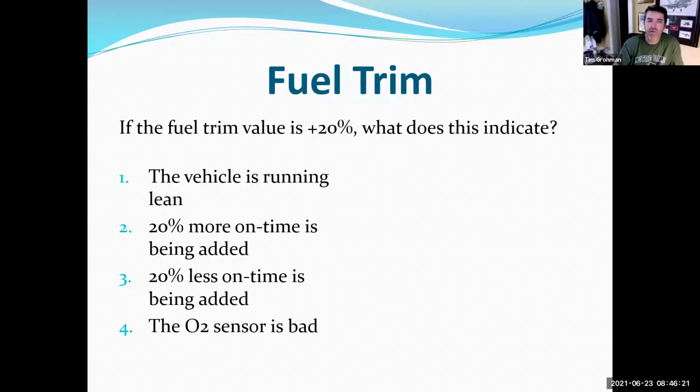And why is number 1 wrong or not correct? Well, the reason it's not correct is because just because we're adding injector on time, the whole purpose of adding or subtracting fuel through fuel trim is to keep our oxygen sensor switching above and below 1 lambda. So if my oxygen sensor is switching, I'm not actually running lean. What I'm doing is adding additional on time to get back to stoichiometric.